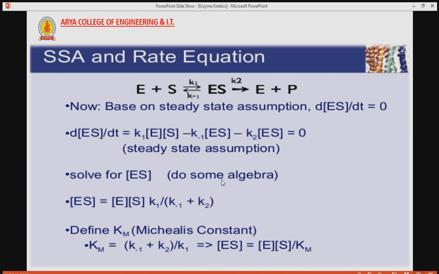By solving this equation we will get ES is equal to E into S upon (K minus 1 plus K2) over K1. Here we define Km as a Michaelis constant, that is Km is equal to (K minus 1 plus K2) upon K1.